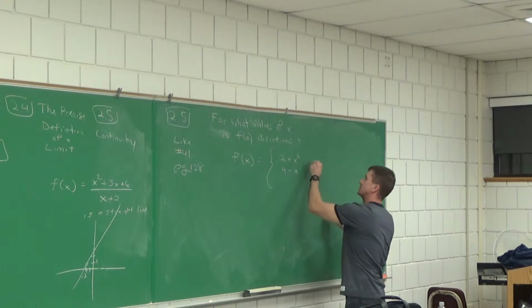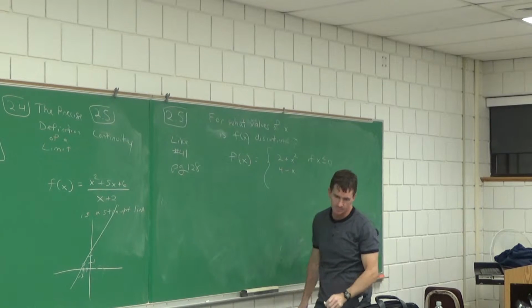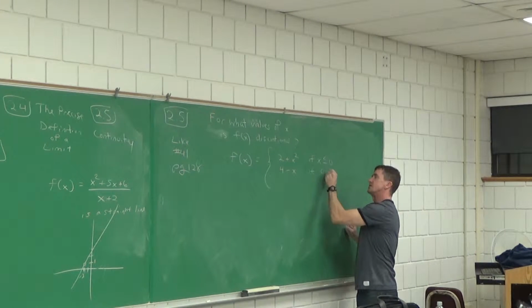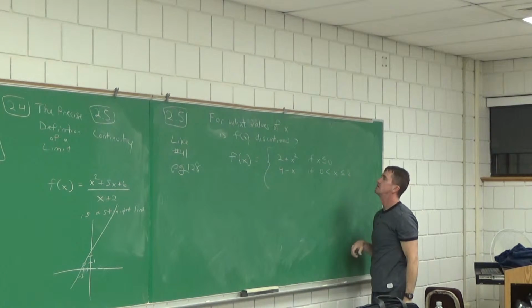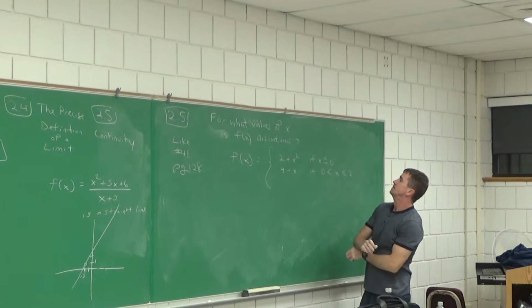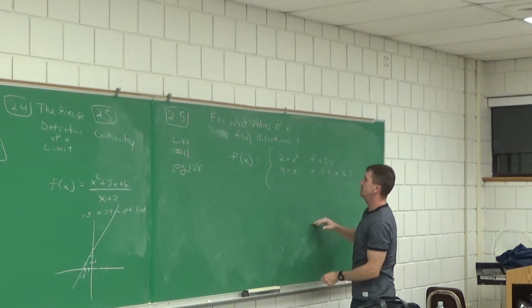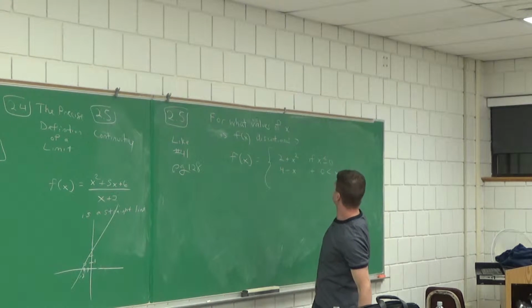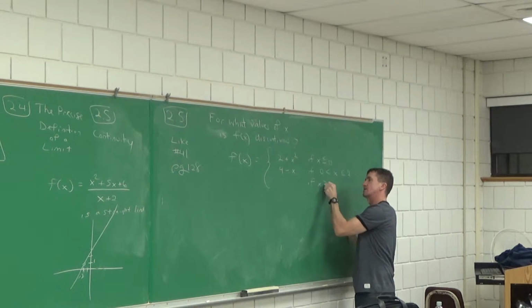x is less than or equal to 0. If 0 is less than x is less than or equal to 2. And my last one, x greater than 2.